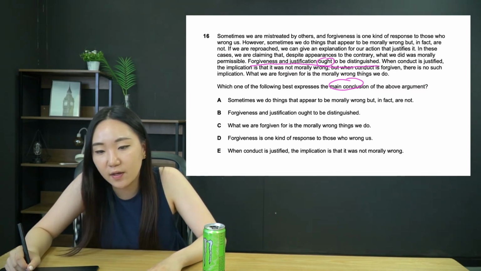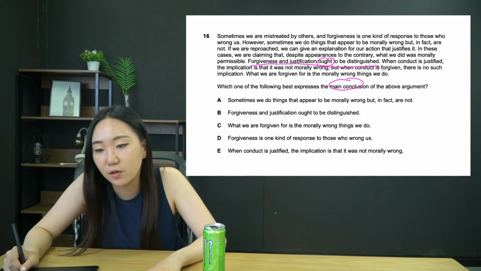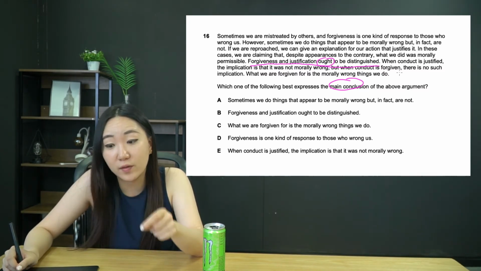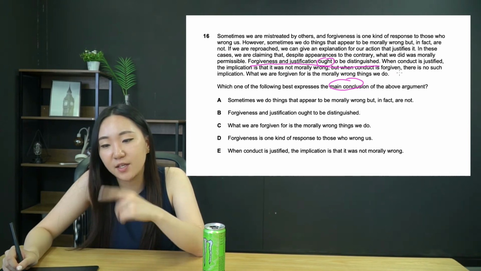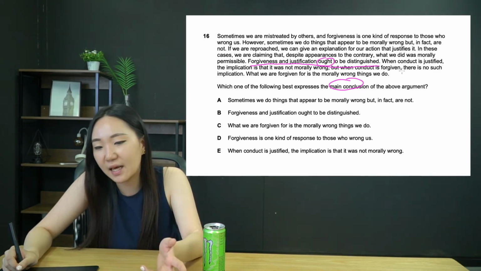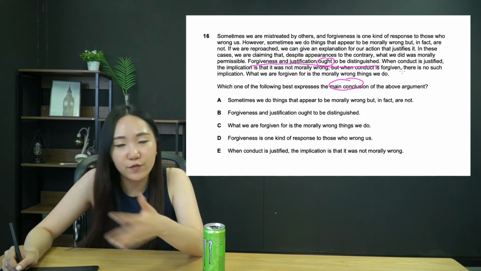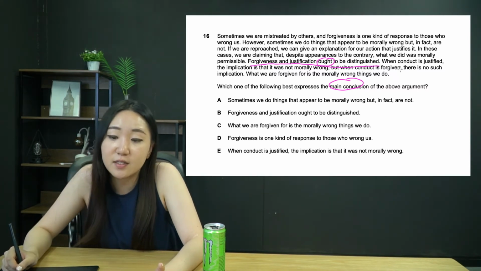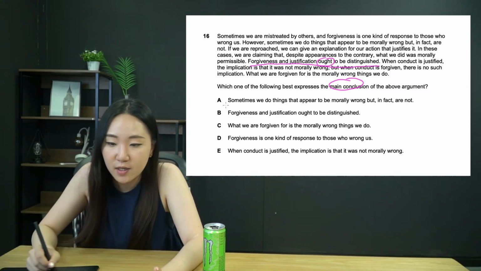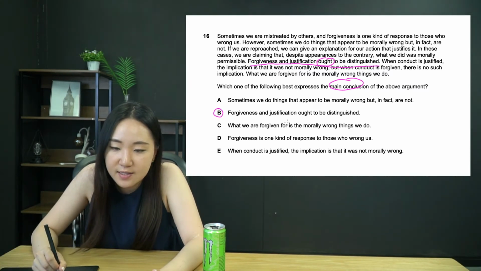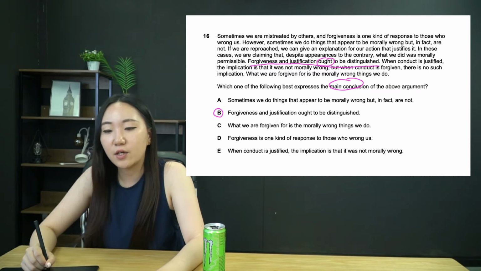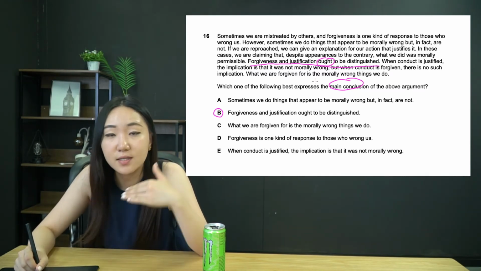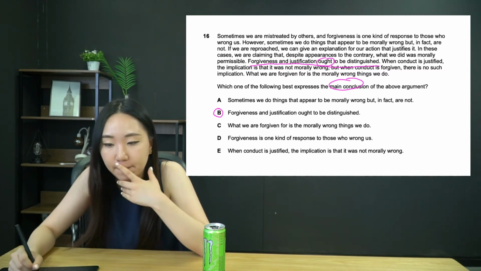When conduct is justified, the implication is that it was not morally wrong. So basically what we're saying is if you've got a reason for it, it can't be morally wrong. So therefore, if it is something that you can be forgiven for, then it must be that what you've done is actually wrong. But anyway, the main overriding point is that forgiveness and justification ought to be distinguished. So if we look down here, that is exactly the sentence. With the main conclusion, they don't actually change the language very much, so what you see is what you get. So you're essentially just picking out a sentence from the text, okay?